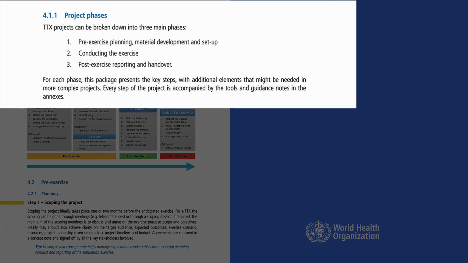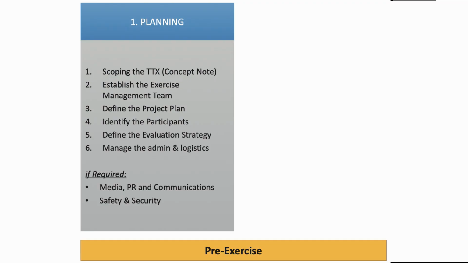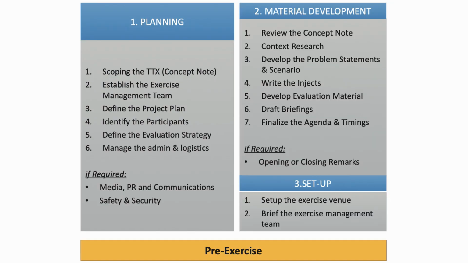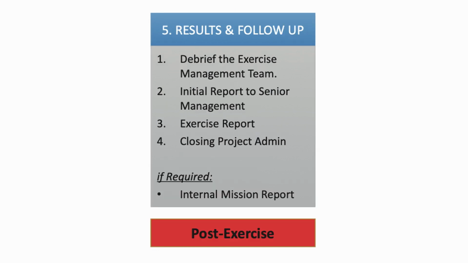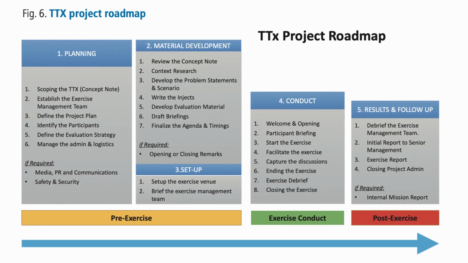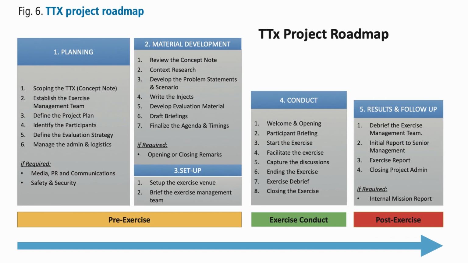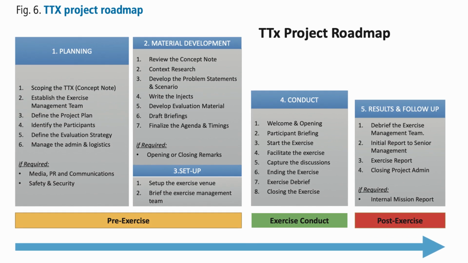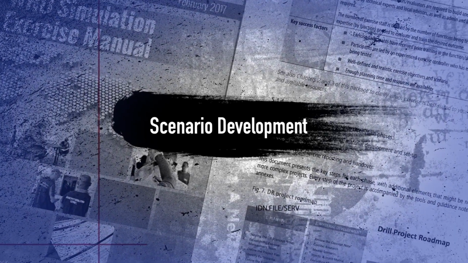Generally, simulation exercise projects can be broken down into 3 main phases. Phase 1 is the pre-exercise planning, material development, and setup. Phase 2 is the actual conduct of the exercise. Finally, Phase 3 comprises post-exercise reporting and handover. Most of these steps follow common project management principles, but some are more specific for the conduct of simulation exercises. So, let's take a deeper look.